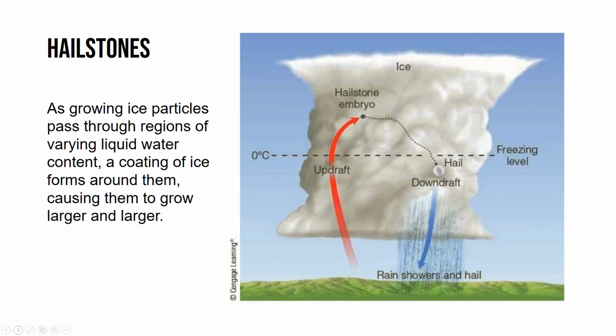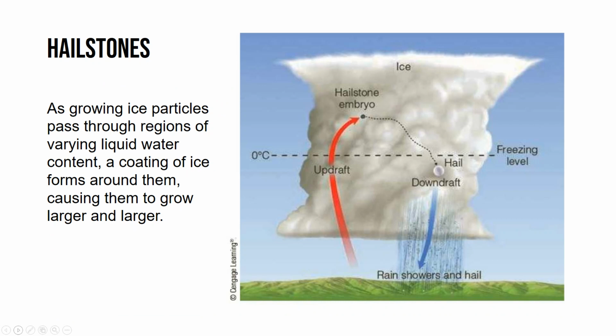As the growing ice particles pass through regions of varying liquid water content, a coating of ice forms around them, causing them to grow larger and larger. So actually, we can say that hailstones have been held within the cloud for a very long time, so that they already collided with other ice particles, in what we call here the regions of varying liquid water content.